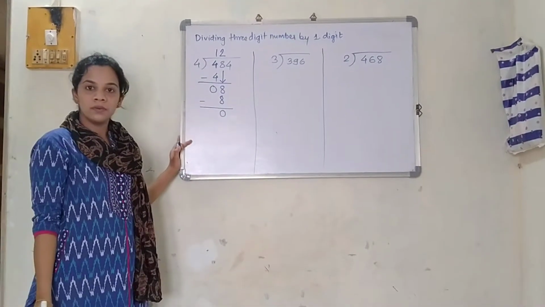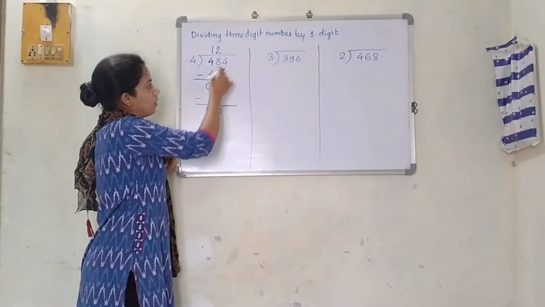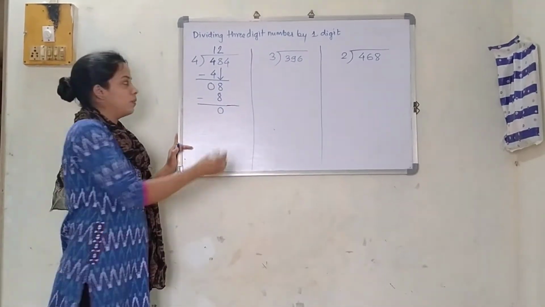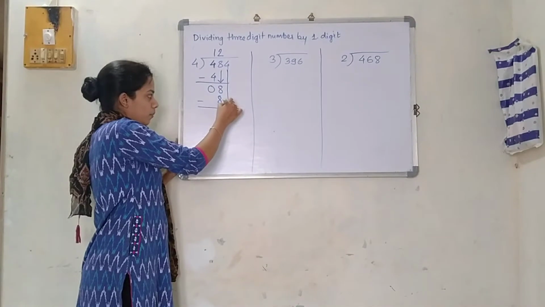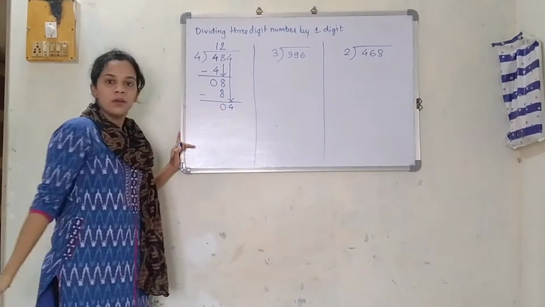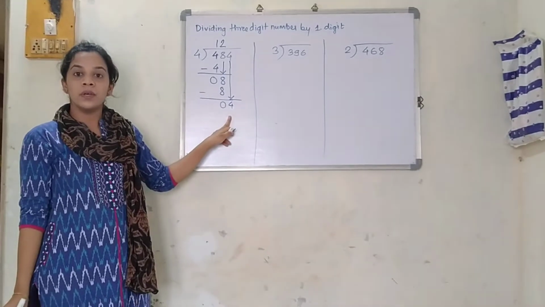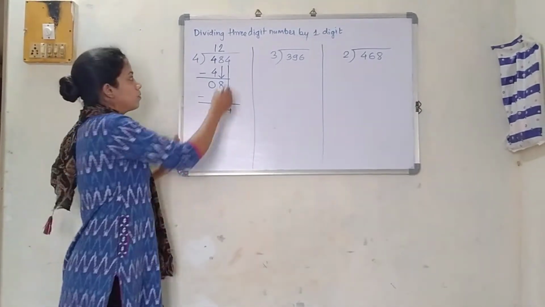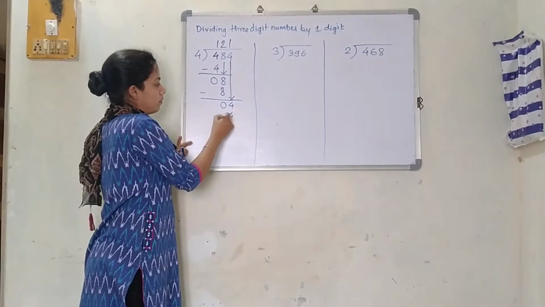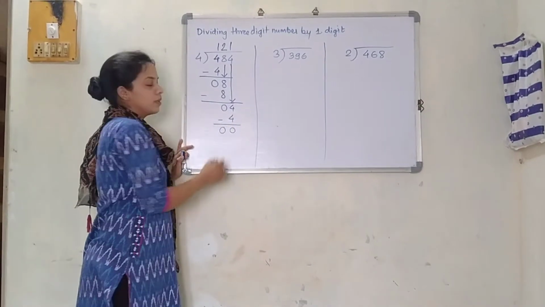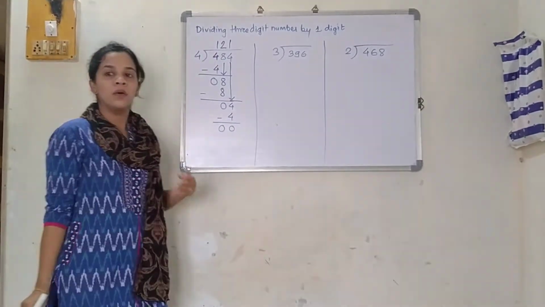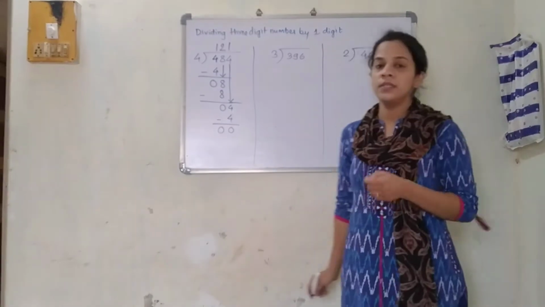Again I got 0. Now, which number is remaining on the top still? Yes, 4 is still remaining. That 4 I am going to take down. Okay. So, 4's table you are going to say up till 4. 4 ones are 4. So you got the answer, that is 121. We will see the next part of this.